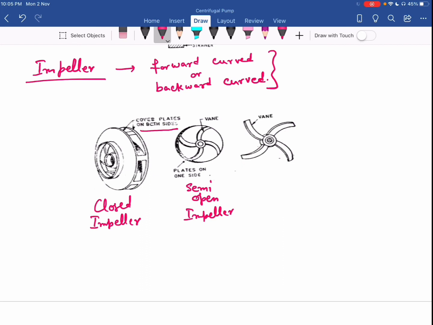So here you can see in this diagram, one side of the impeller vane is covered with the plate and the other side is open. It can be used when the liquid is blended with some highly viscous solid mixture mixed with your water. In that case, we can use semi-open impeller. Then the third one is open impeller.